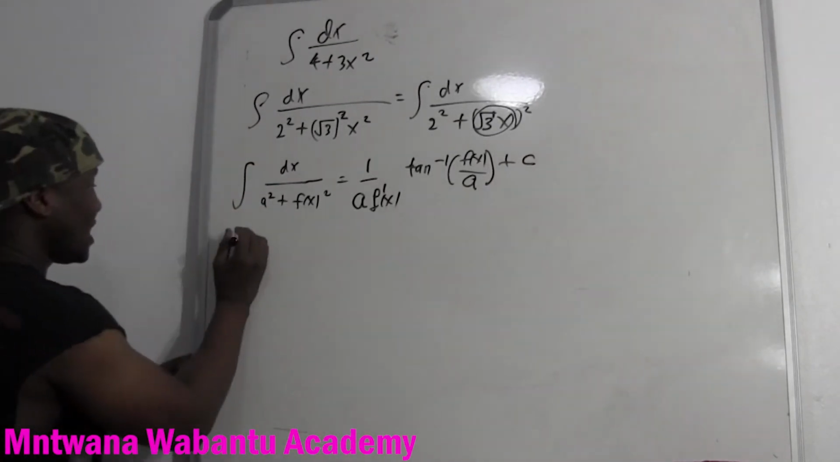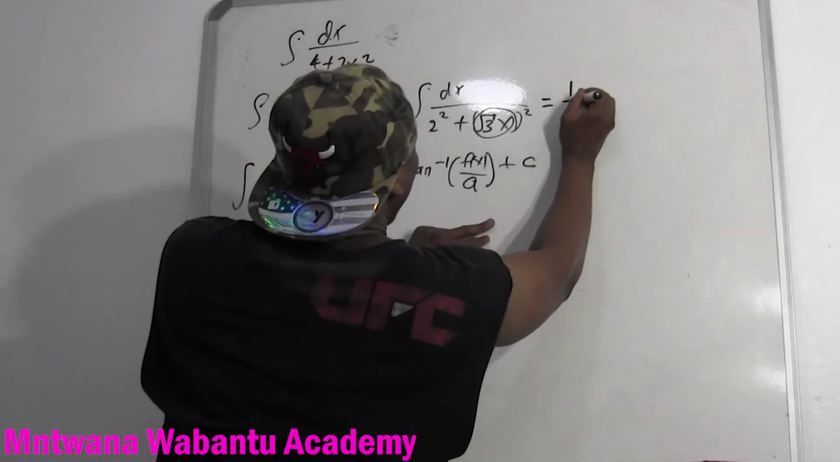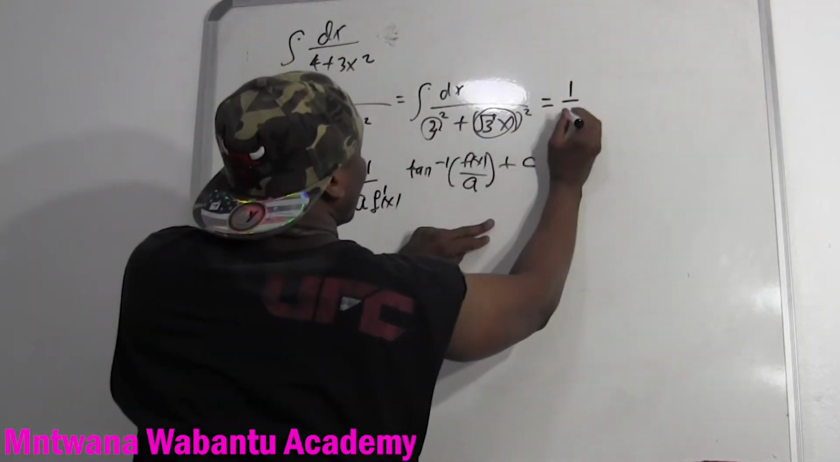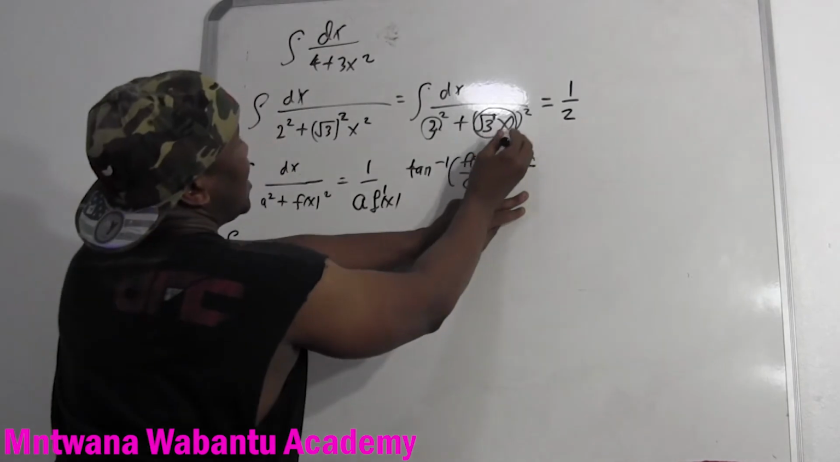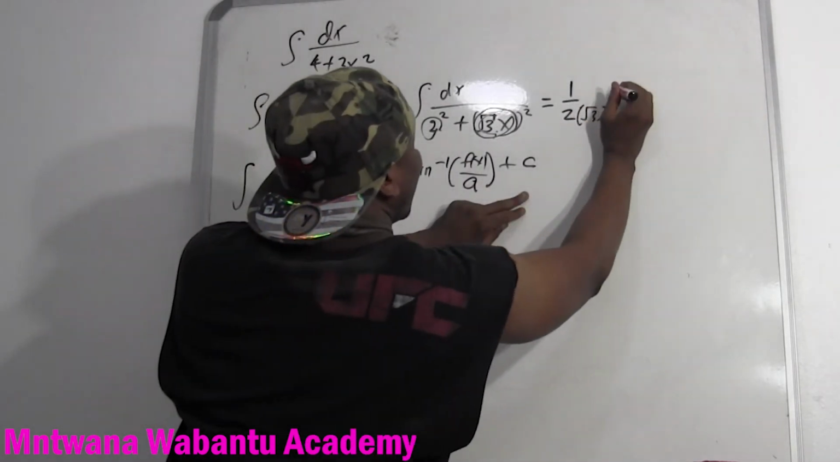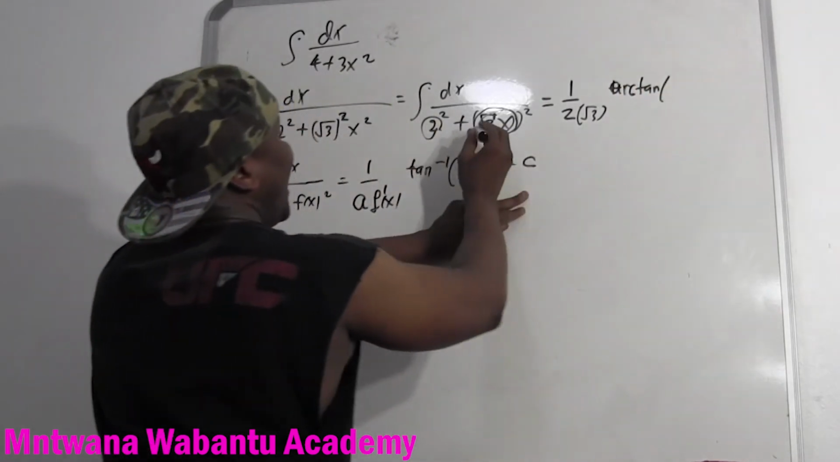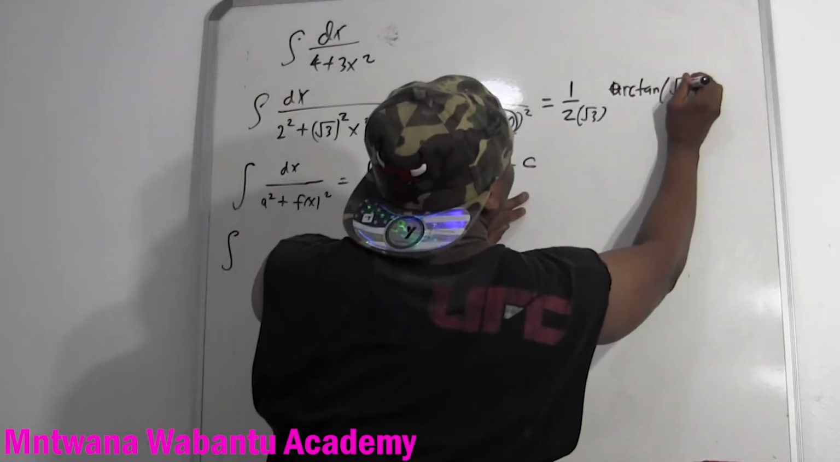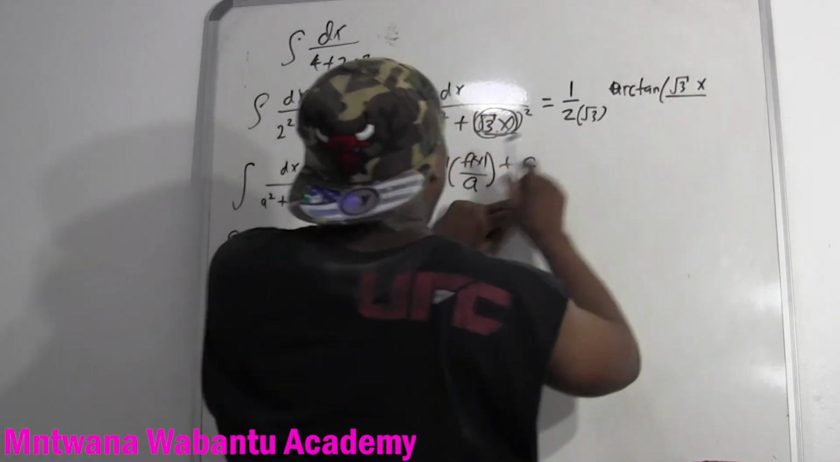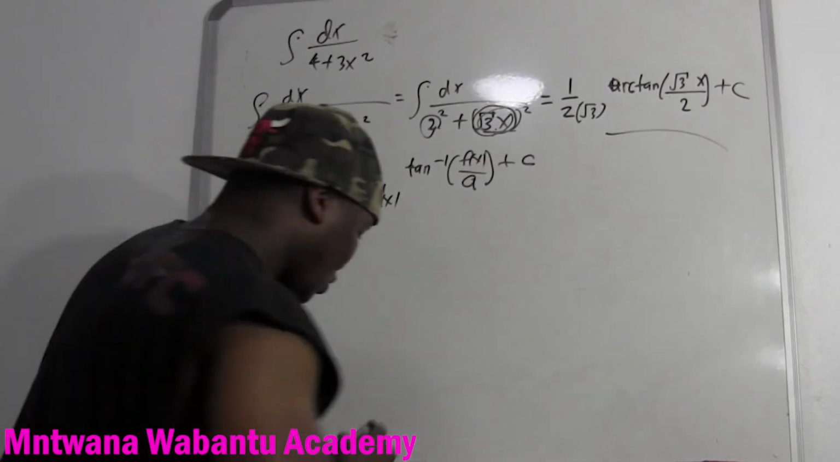So for this case, you're going to say the integral of this is equal to 1 over a. What is a? Differentiate f(x): when you differentiate, it's left with only the square root of 3 because the x is going to go. And this is tan inverse, so you can say arctan or tan inverse, whatever you prefer. Then f(x) over a, plus constant. We're done. Now we go to the next question.